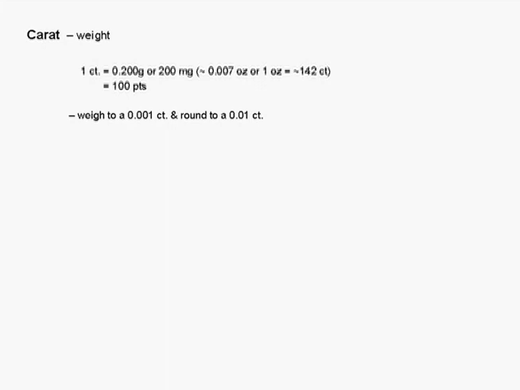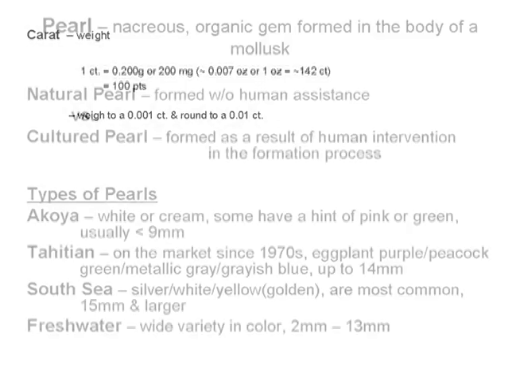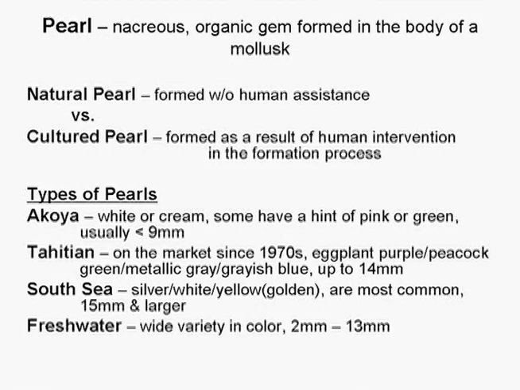Well, that is briefly things on some colored gems and also on diamonds. But another important type of gem would be the pearls. So what is a pearl? It's a nacreous organic gem formed in the body of a mollusk. And we have natural pearls formed without human assistance.